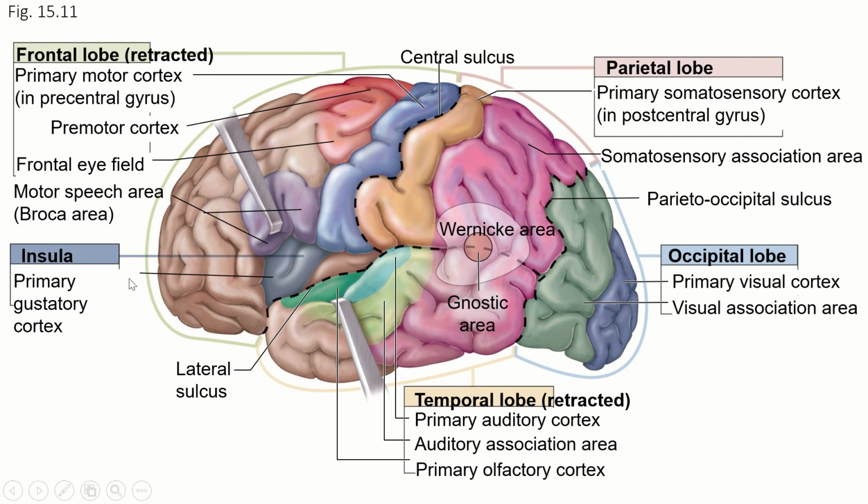All right, so we talked about the frontal lobe. We had the primary motor cortex and the motor association area. This is, remember, the precentral gyrus, the central sulcus, and then the postcentral gyrus, which houses the primary somatosensory cortex. And then behind that, the somatosensory association area, which takes up the rest of the parietal lobe.